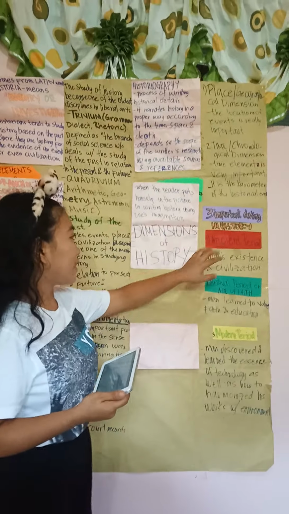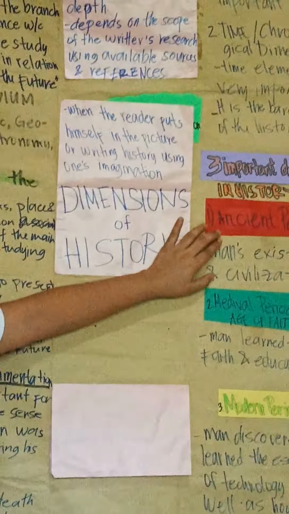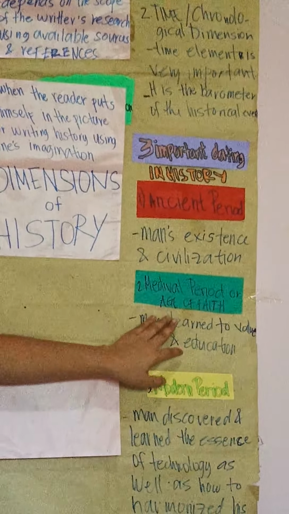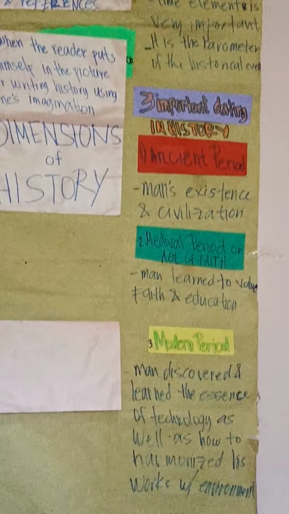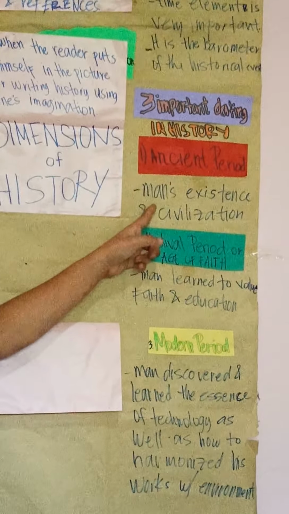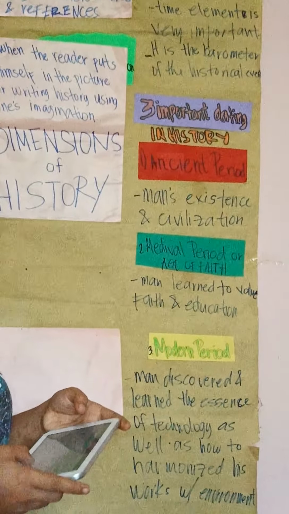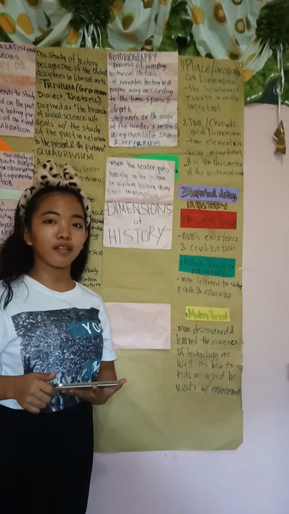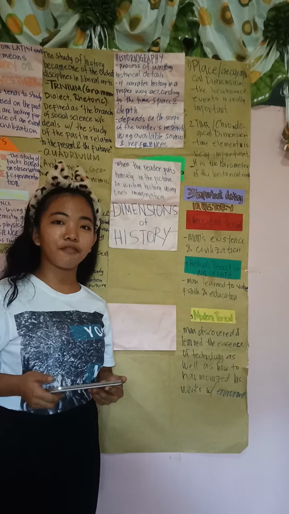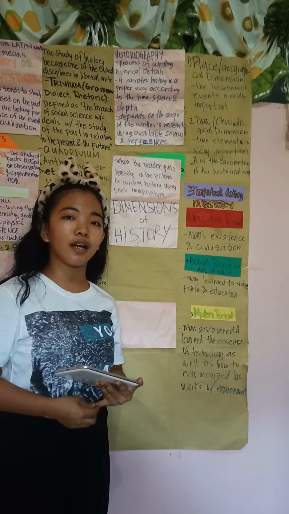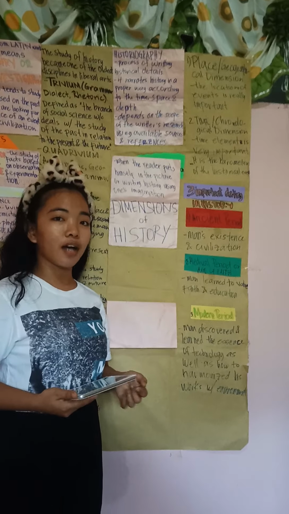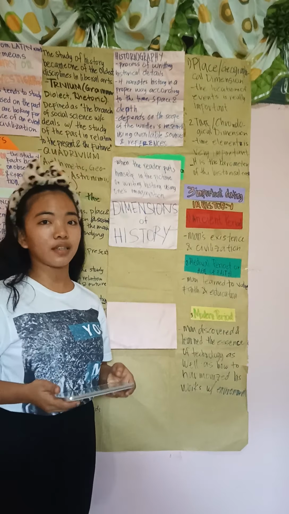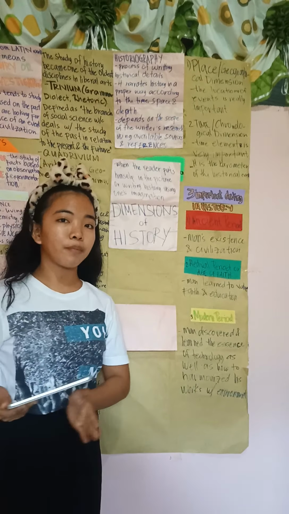And then, let's talk about the three important periods in history. First is the ancient period. The second is medieval period, or the age of faith. The third is modern period. Ancient period, man's existence and civilization. Dito sa ancient period, gumagamit sila ng rocks para makagawa ng fire, para makapagluto sila ng pagkain nila. Naghahunt din sila ng animals, or they used the balangay. Gumagamit sila ng balangay para makapag-transport papunta sa ibang bayan.